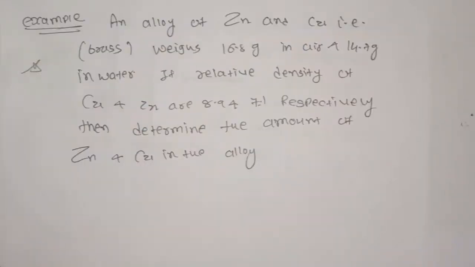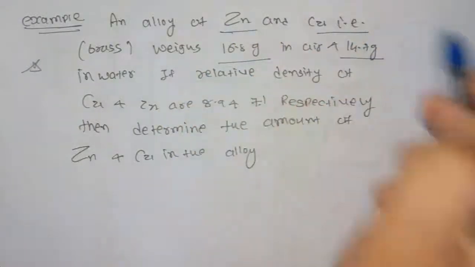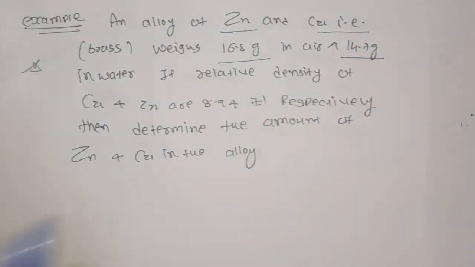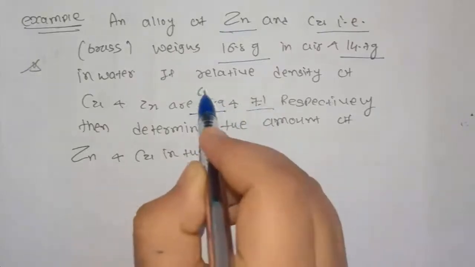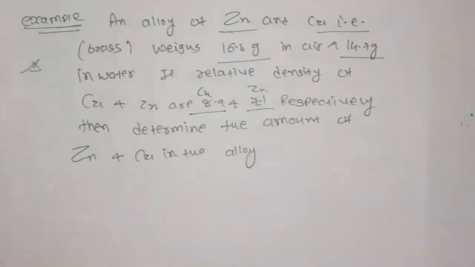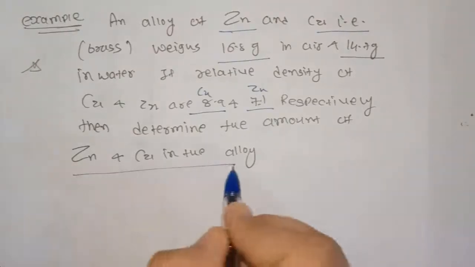In this example, an alloy of zinc and copper weighs 16.8 gram in air and 14.7 gram in water. If relative density of copper and zinc are 8.9 and 7.1 respectively, then we want to find the amount of zinc and copper in the alloy.